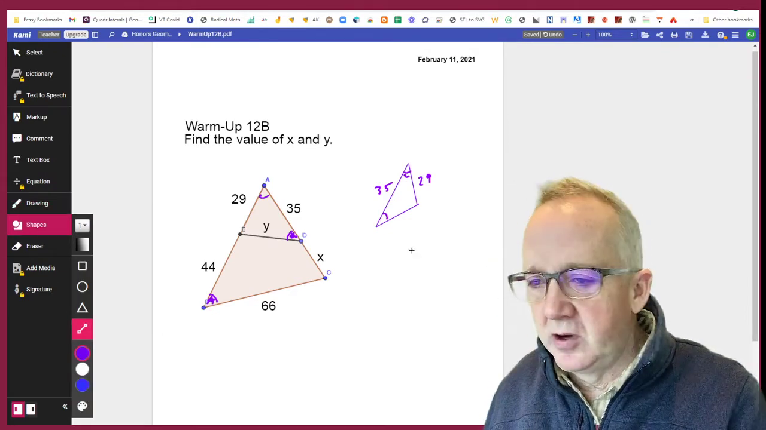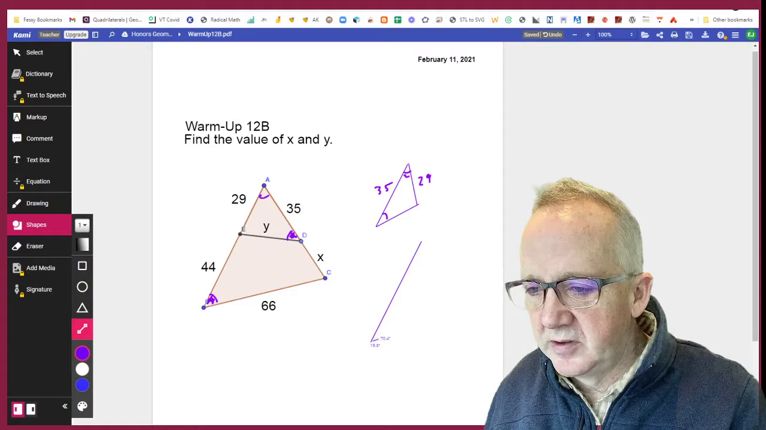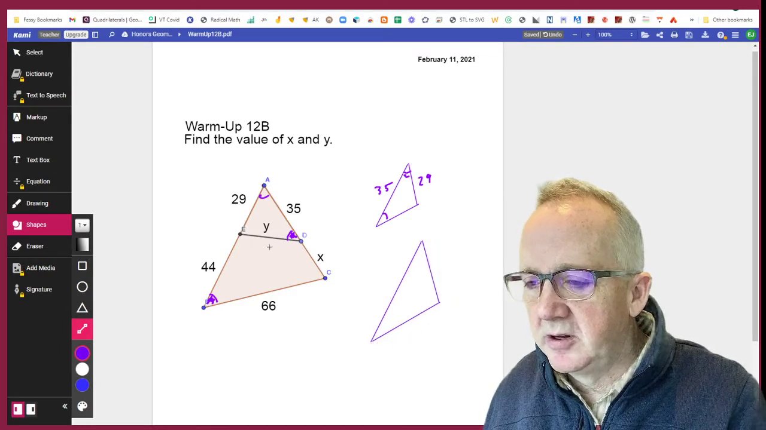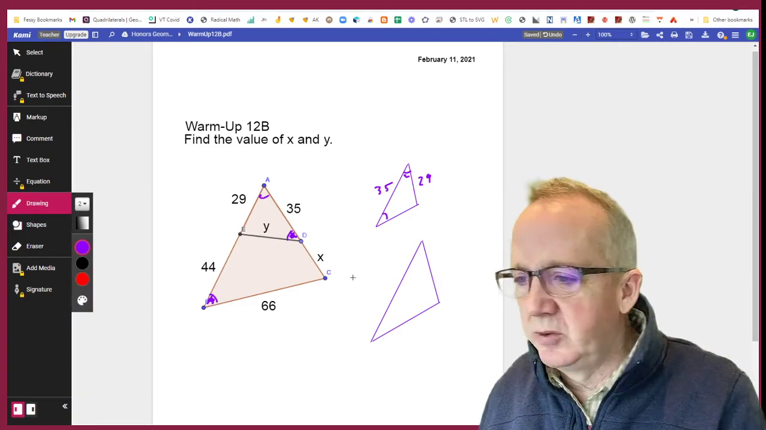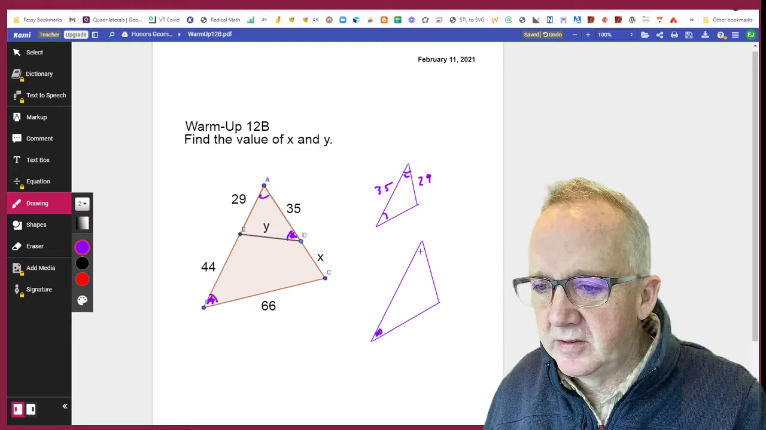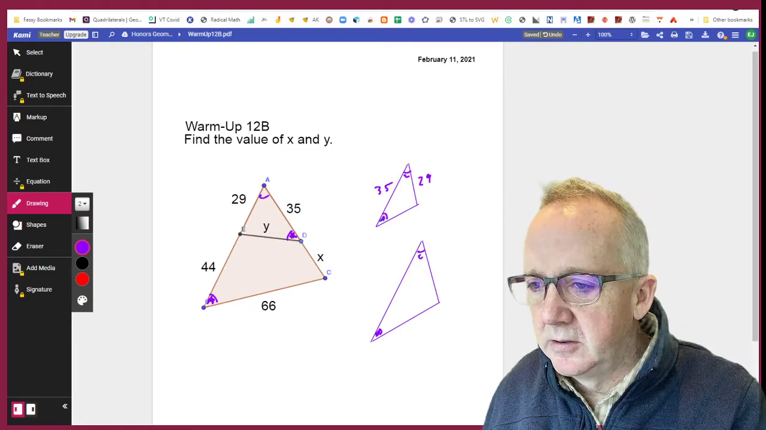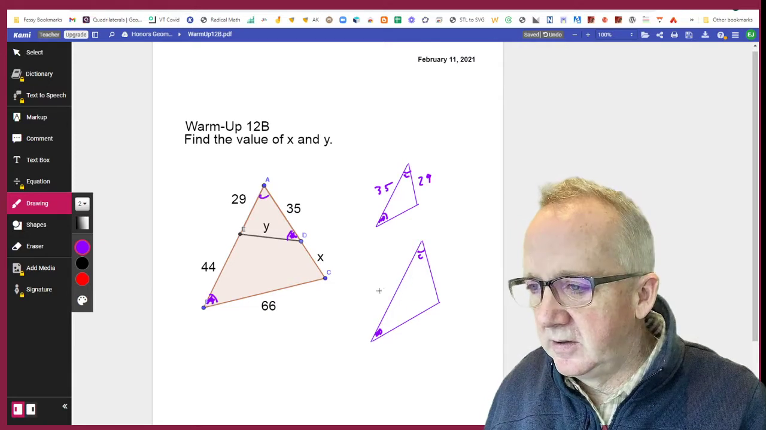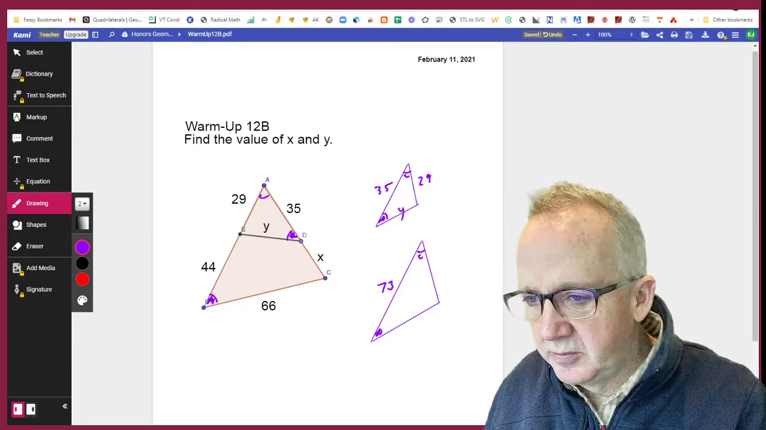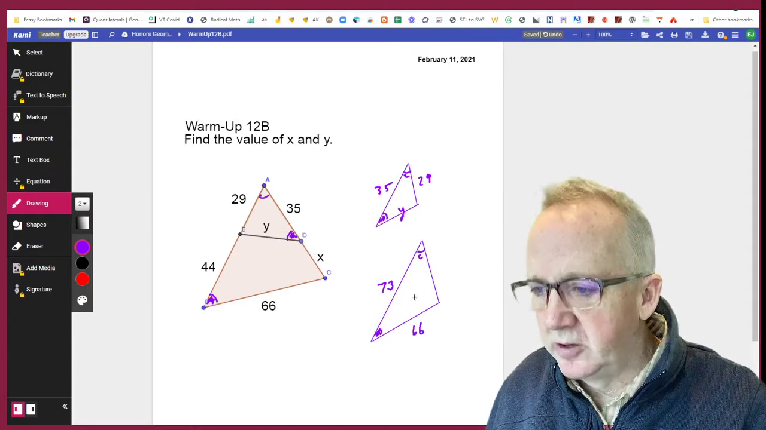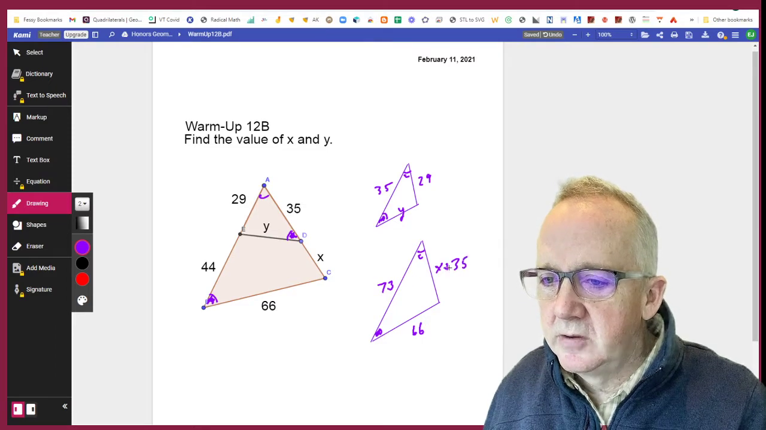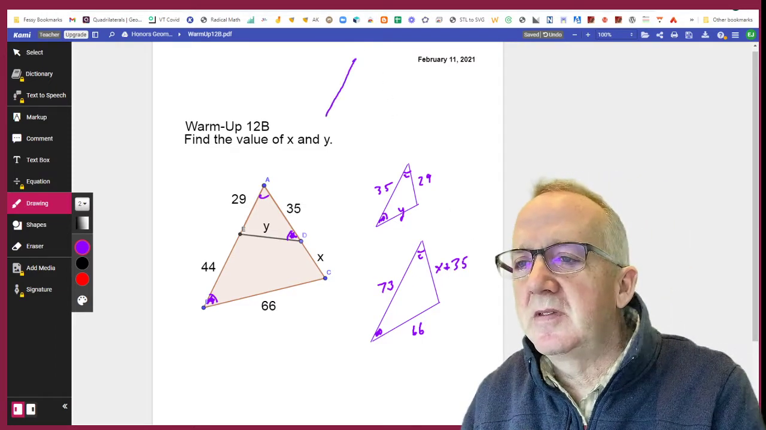I'd also redraw the big triangle so we can get the total sizes, but I am not flipping this one. So it's not a perfect copy of that, but it is good enough so that we understand what's happening. This angle has stayed here, and the reflexive angle has stayed there. Okay, the left side now is 73, the entire left side. The y is the bottom up there compared to 66 on the bottom here, and the right side is x plus 35.